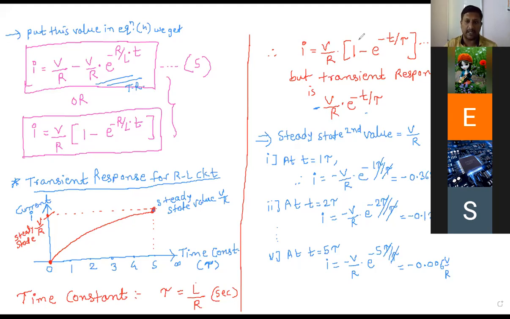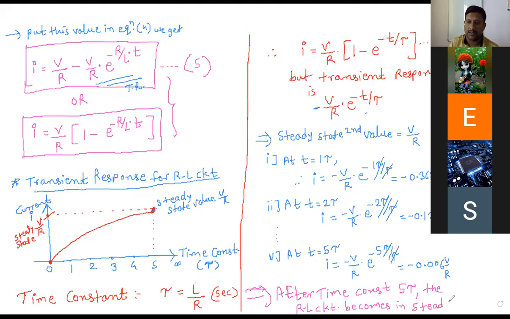So that is the final remark I will write. At or after time constant 5 tau, the RL circuit becomes steady state. That will give the constant answer I is equal to V by R. So this is very important. From this, 2 to 3 MCQs will get formed.